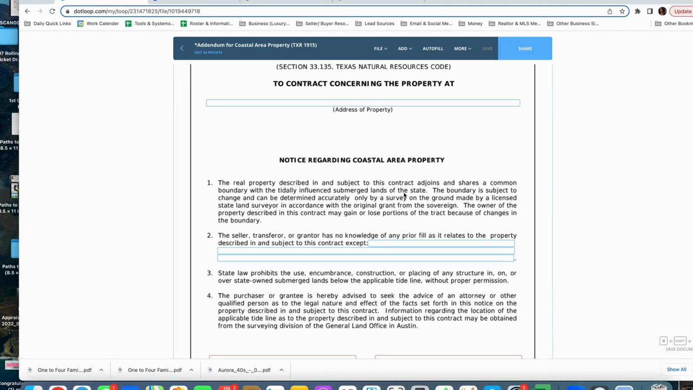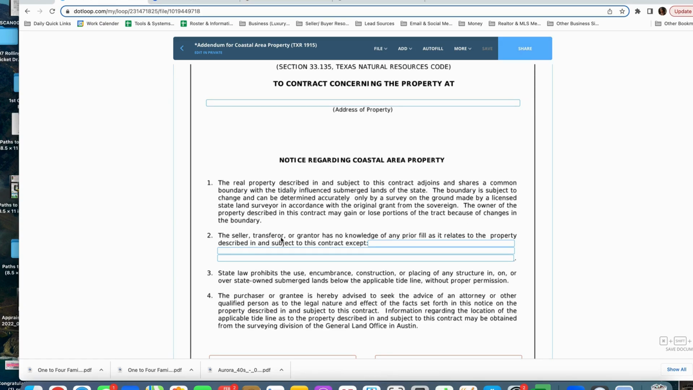influence, submerged lands of the state. The boundary is subject to change and can be determined accurately only by a surveyor or on the ground made by a licensed state land surveyor in accordance with the original grant from the sovereignty. The owner of the property described in this contract may gain or lose a portion of the tract because of the change in the boundaries.